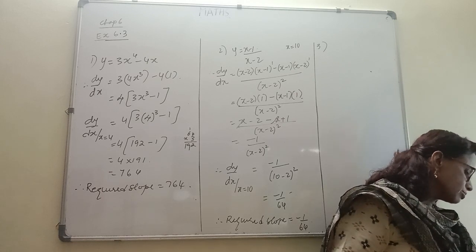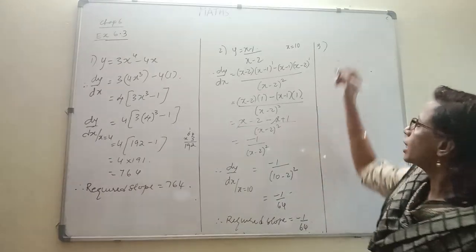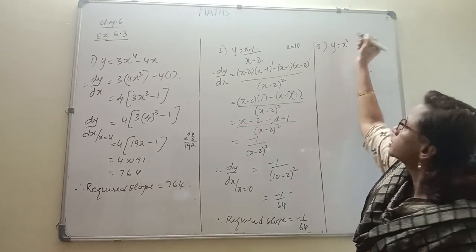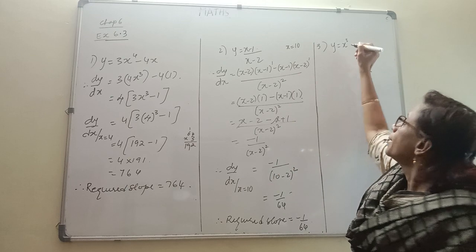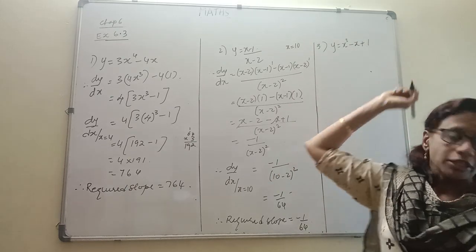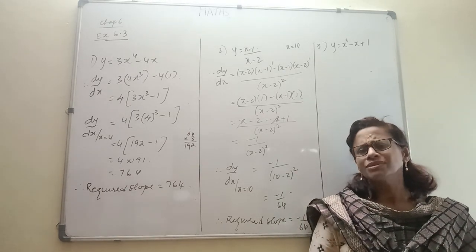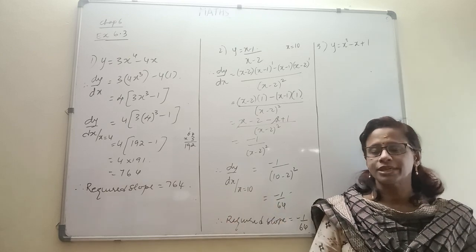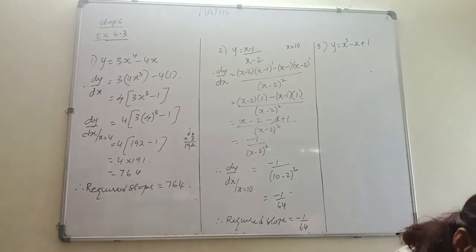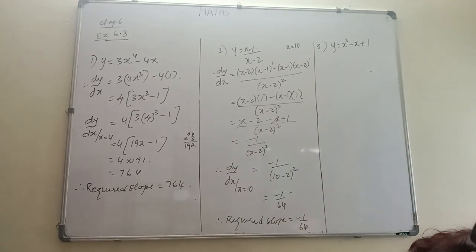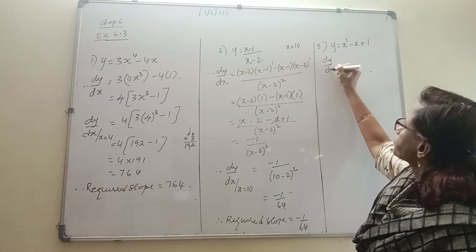Find the slope of the tangent to the curve y equal to x cube minus x plus 1 at the point whose x coordinate is 2. Almost the same. It's a polynomial function, y equal to x cube minus x plus 1. They ask us to find the slope of the tangent to the curve at the point whose x coordinate they give as 2. So x equal to 2. Same thing, so let's do the same. dy by dx, slope of the tangent.